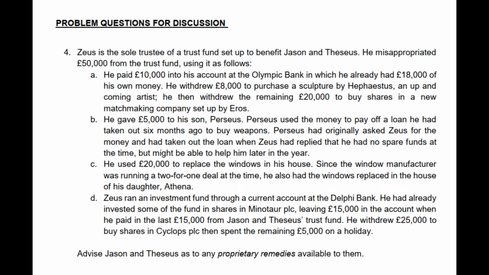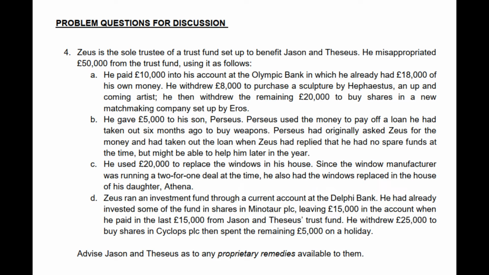So now I'm going to look at one of the problem questions in the workbook, and I've chosen to look at problem question number 4, which you'll find on page 38 of the workbook. So if you could pause this podcast and go to that page, I'm going to look at that question now. That's the question about Zeus, who is the sole trustee of a trust fund set up to benefit Jason and Theseus. So this is a typical question.